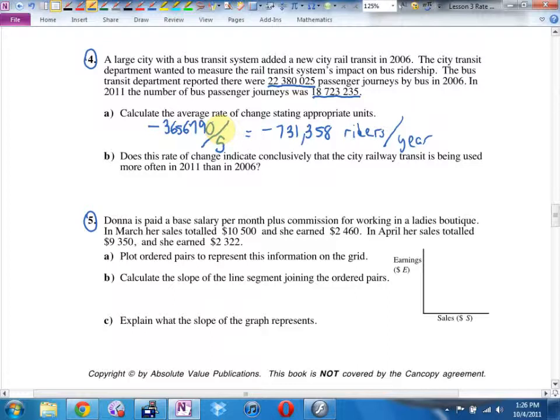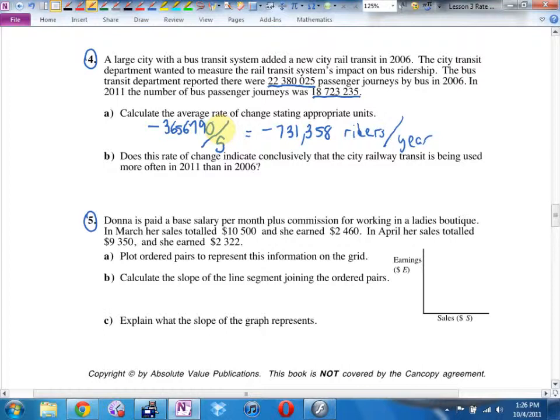Part B says, does this rate of change indicate conclusively that city railway transit is being used more often in 2011? No, because you can't assume that all the people that are no longer riding the bus are now automatically riding the train. Probably some more. You can't assume that they all are. So whoever asked me number 4, does that make sense? Okay.